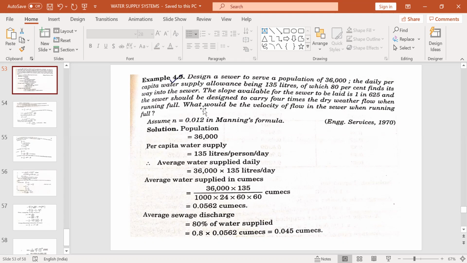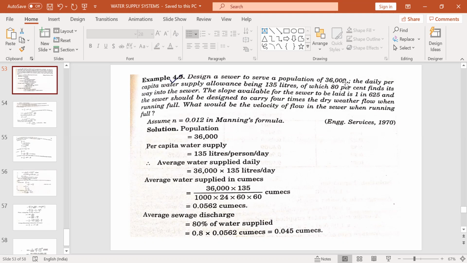So what is it that needs to be found out? That is the velocity of flow in the sewer. Assume n, Manning's constant, as 0.012 in Manning's formula. This question was asked in Engineering Services 1970. So now read the question carefully. What is the population? Population is 36,000.